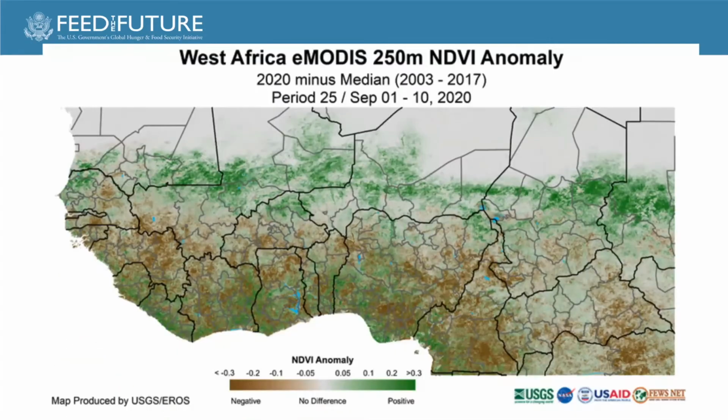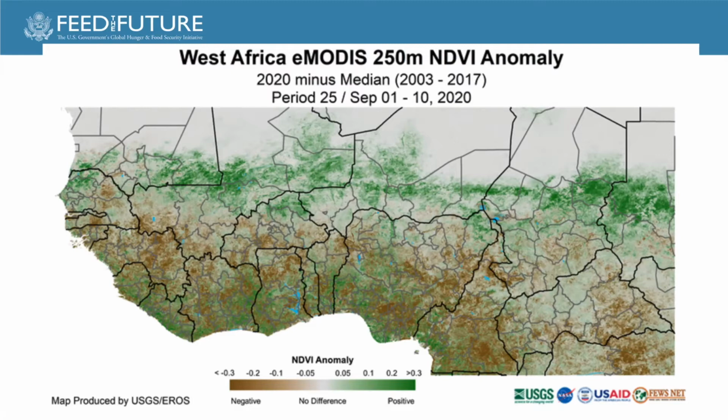So here's an example of satellite derived remote sensing. This is an image showing vegetation greenness from the 2020 period, the first 10 days of September of this year, compared to the median of 2003 to 2017. And you can see that in 2020, the Sahel was greener than it was during that 2003 to 2017 period. But the Sudanian zone in the mid regions, like in Burkina and northern Nigeria, was browner than average.